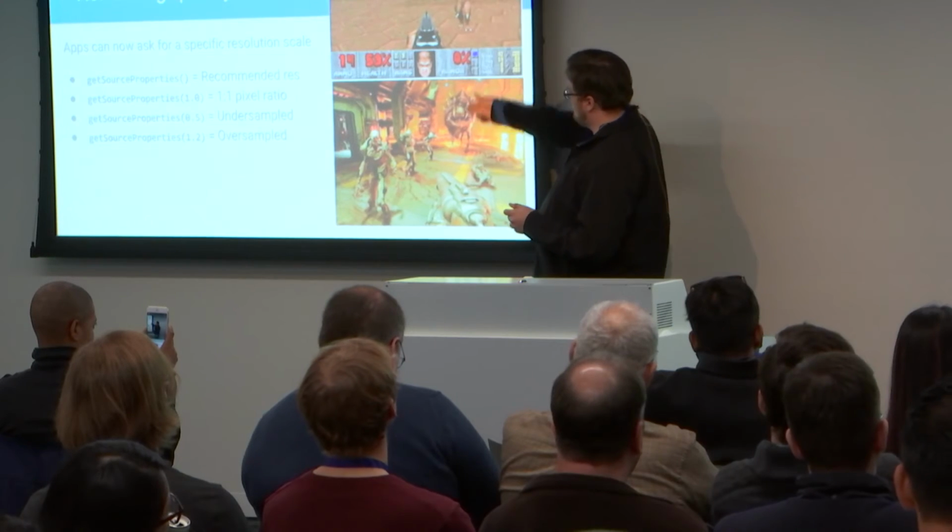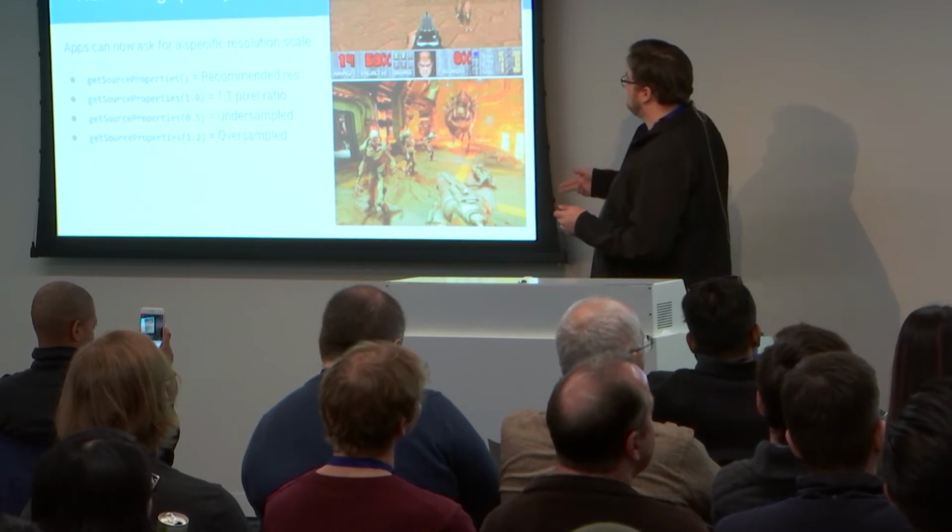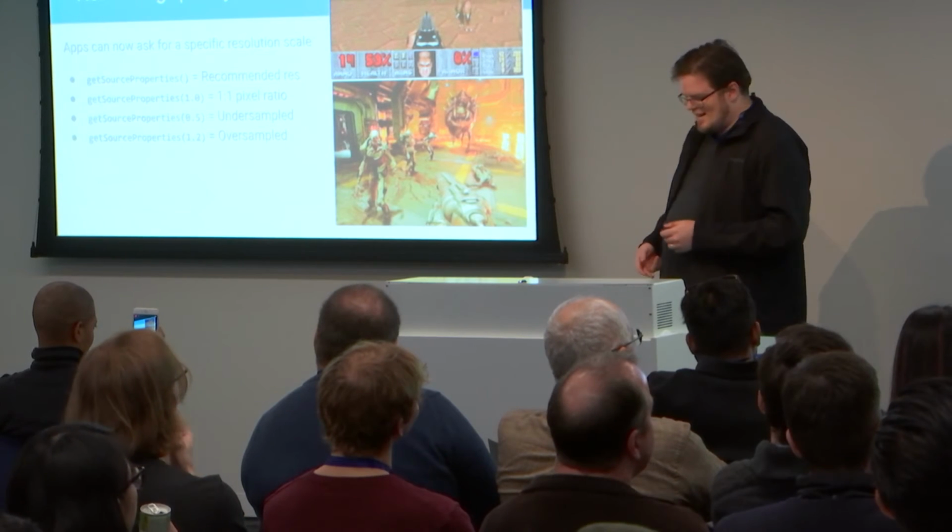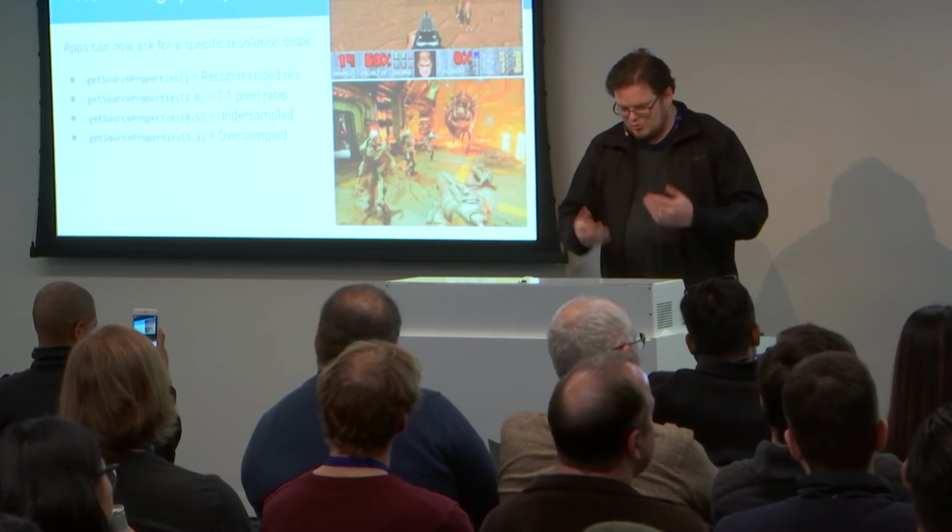Tell me exactly what numbers I should use to make that as high quality as possible. So this is one of the things that we're doing: you can choose, do I want performance or do I want quality? And the API can actually report that back to you.